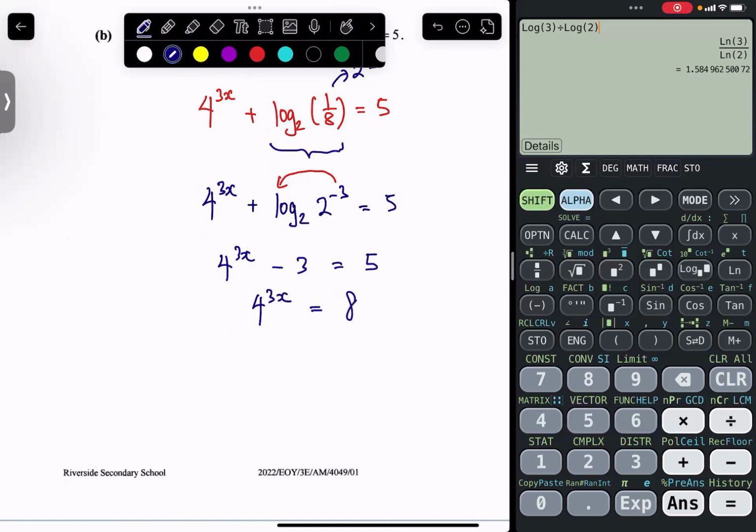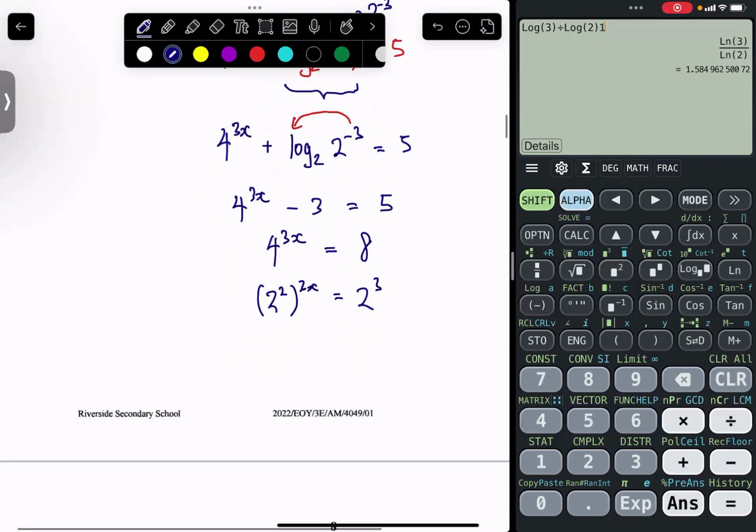But 4 and 8 can't really have any relationship, so what I can do is to change the 4 into 2 squared, to the power of 3x, equals 2 to the power of 3. So in this case, we'll have 6x equals 3. x equals half. Solution.